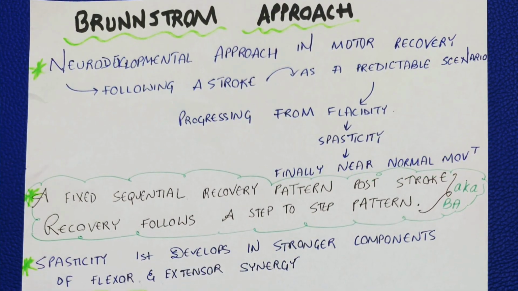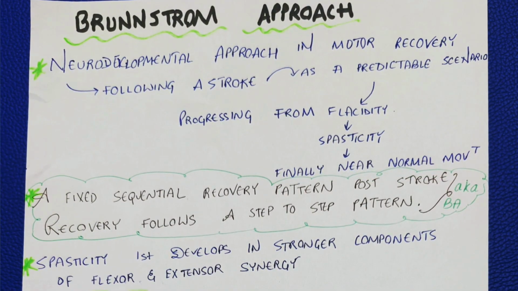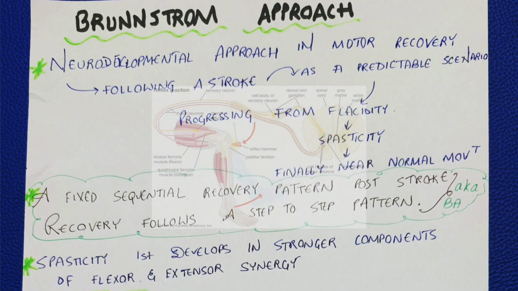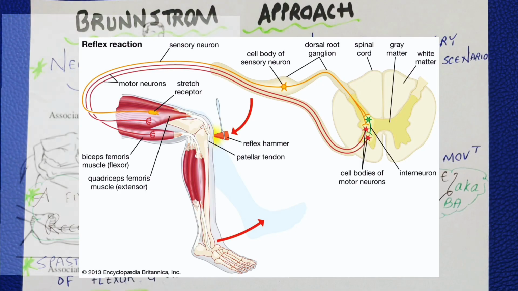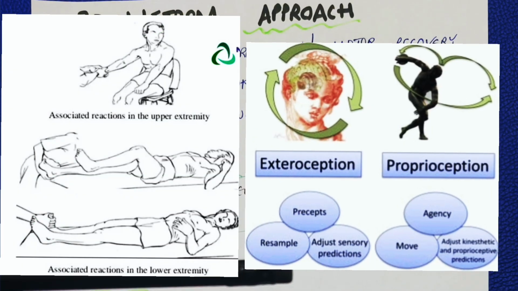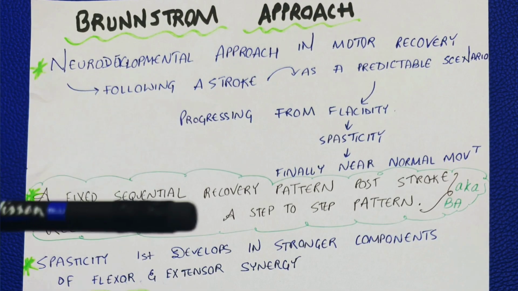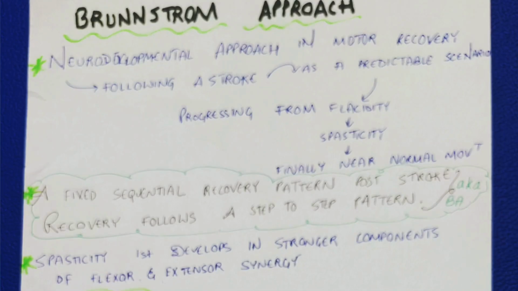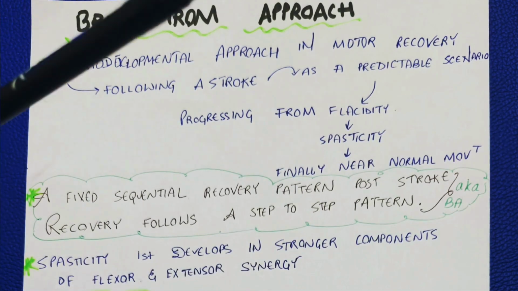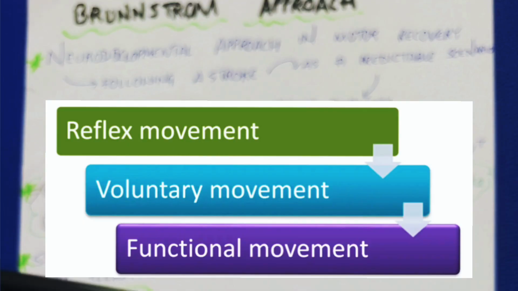The general principle in the Brunnstrom approach is that when there is no movement existing, movement is facilitated using reflexes, associated reactions, proprioceptive facilitation or exteroceptive facilitation to develop the muscle tension in preparation for voluntary control. Treatment progresses developmentally from reflex to voluntary to functional.